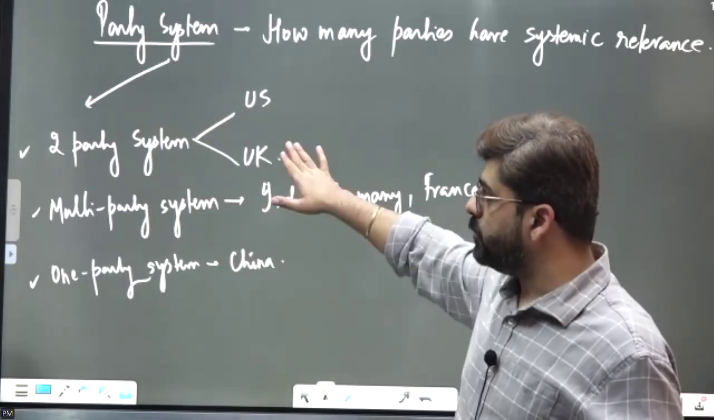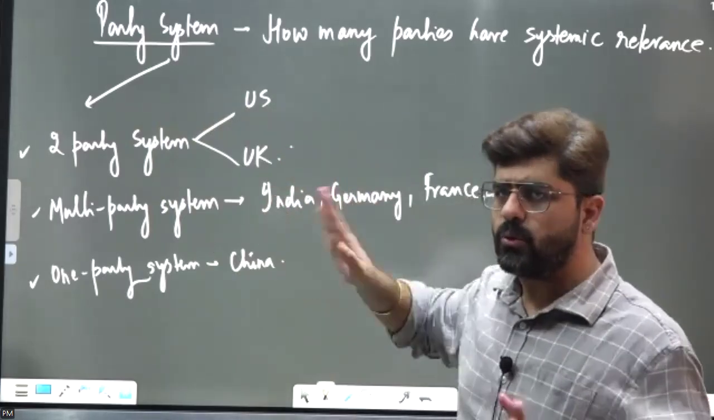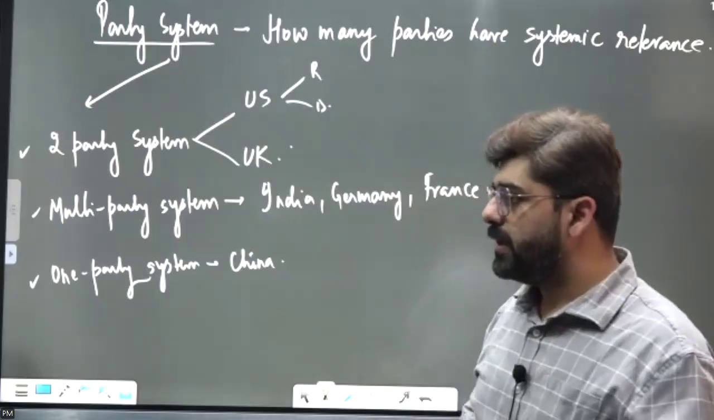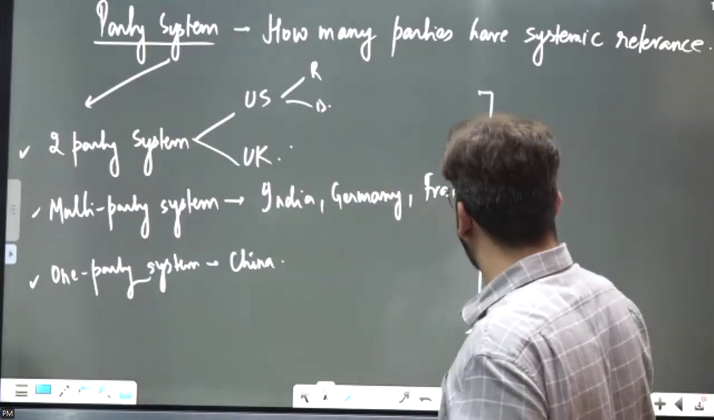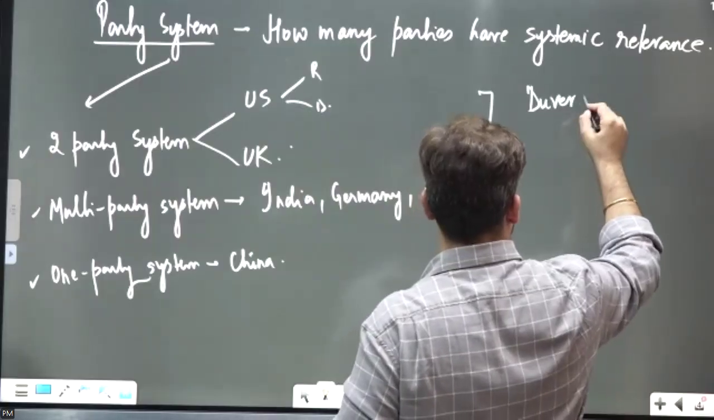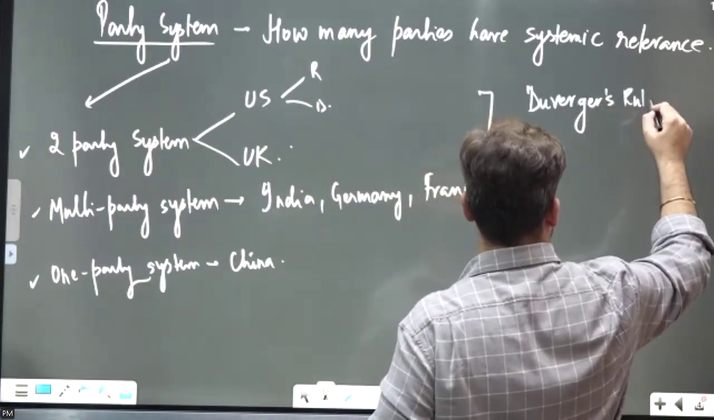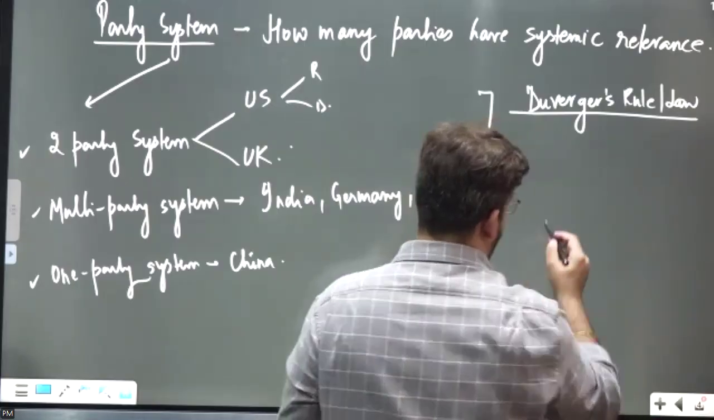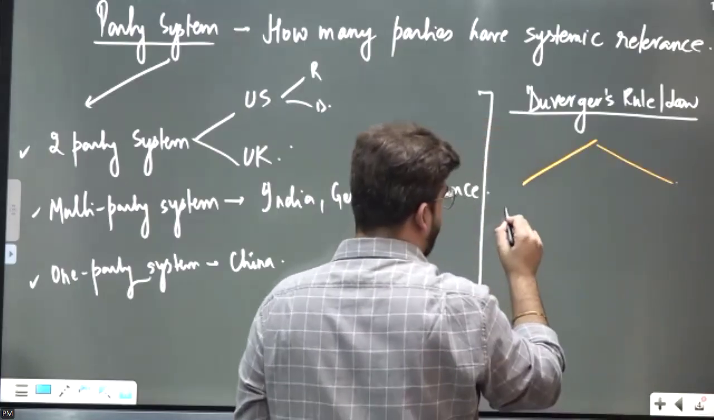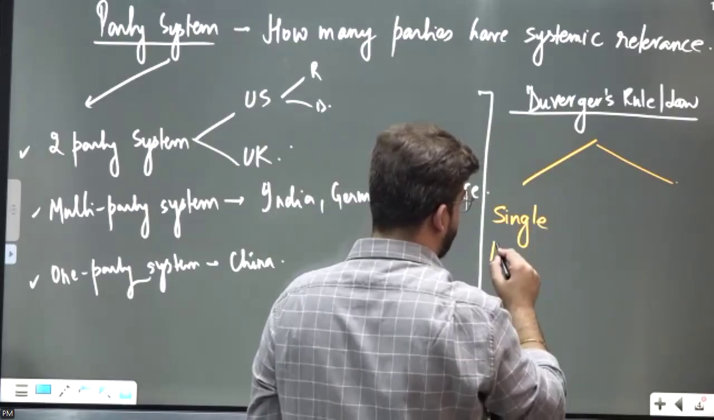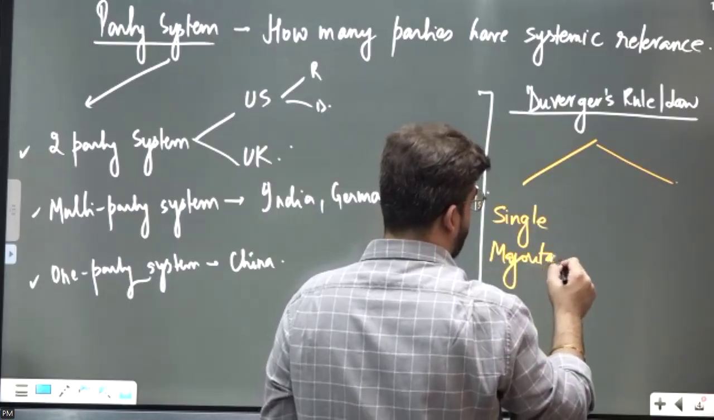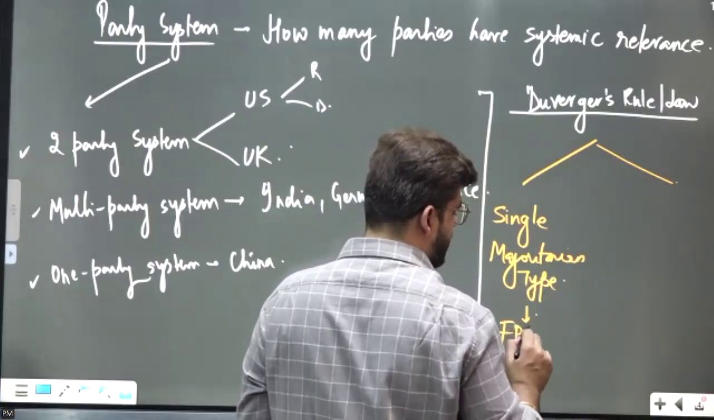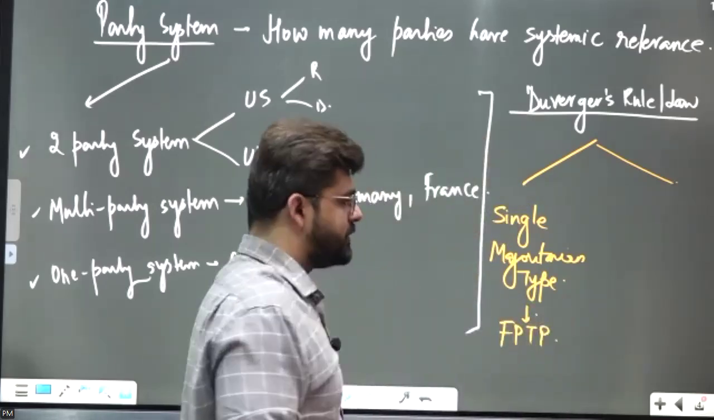Does a two-party system mean that there are no other parties in the US and UK? No, it does not mean that. But only two parties are important, Republicans and Democrats. Now, here we have to talk about Duverger's rule, or Duverger's law. Duverger is a political scientist. He has said that if there is a single majoritarian type of electoral system, this is realized by something called FPTP, first past the post system.